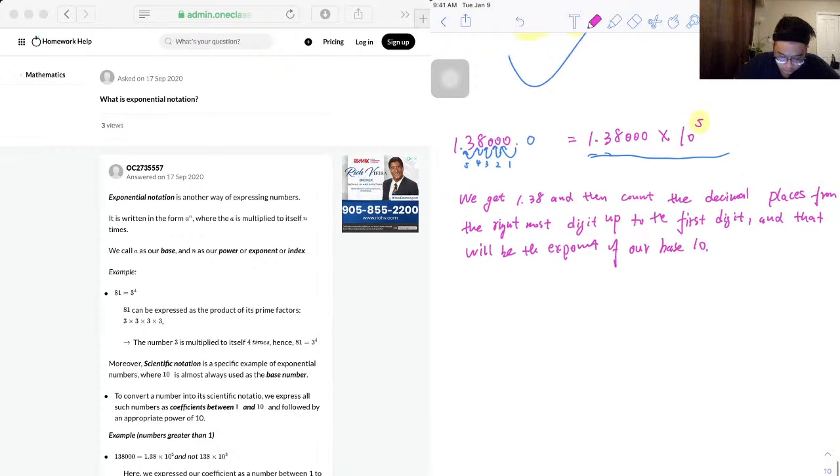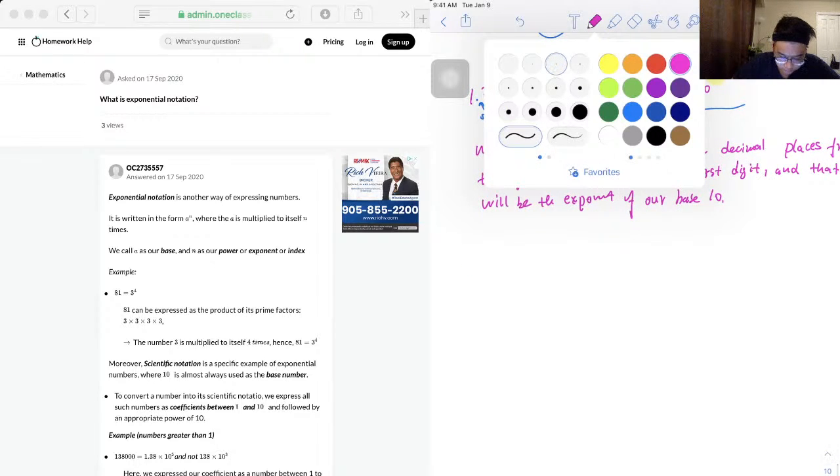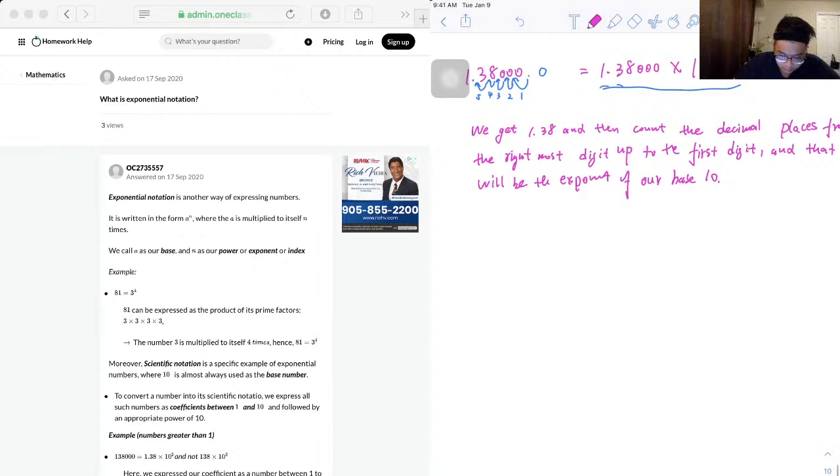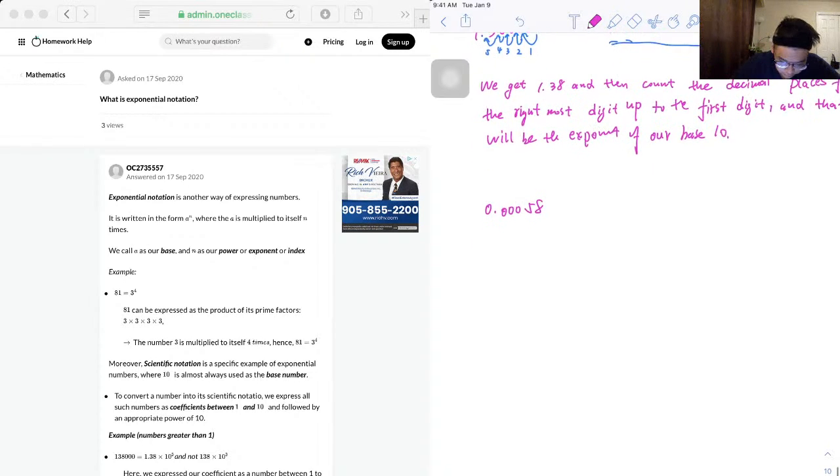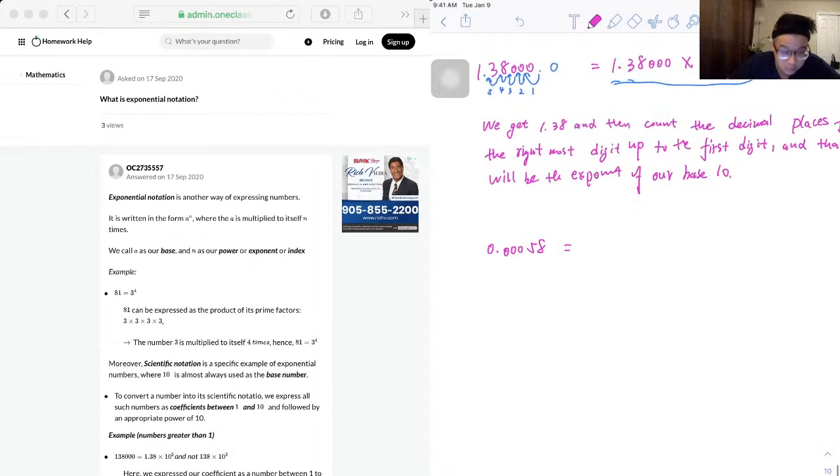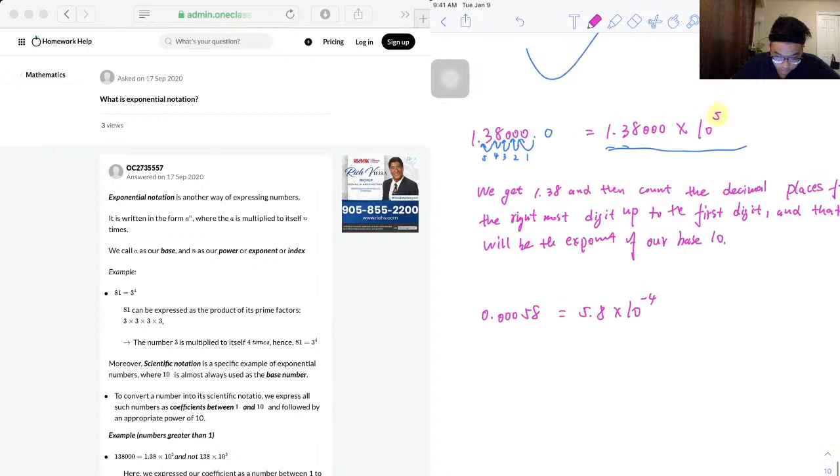So let's do another example. If we have, let's say, 0.00058, and now I want to convert that into scientific notation. So how are we going to do that? First, this is going to be equal to 5.8 times 10 with exponent of -4.